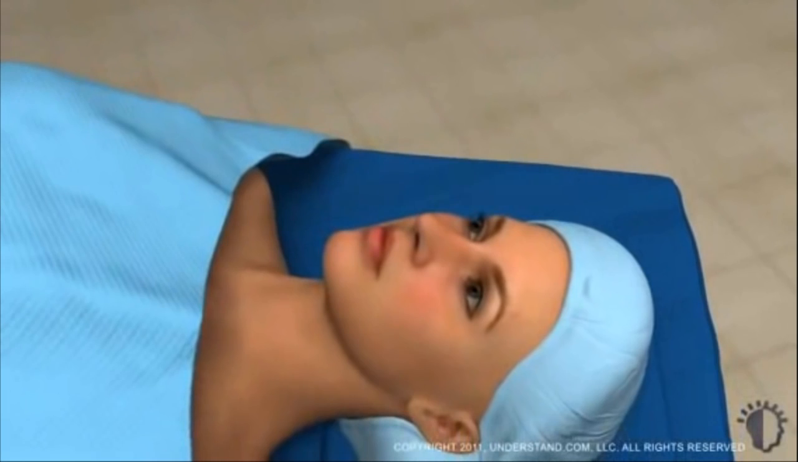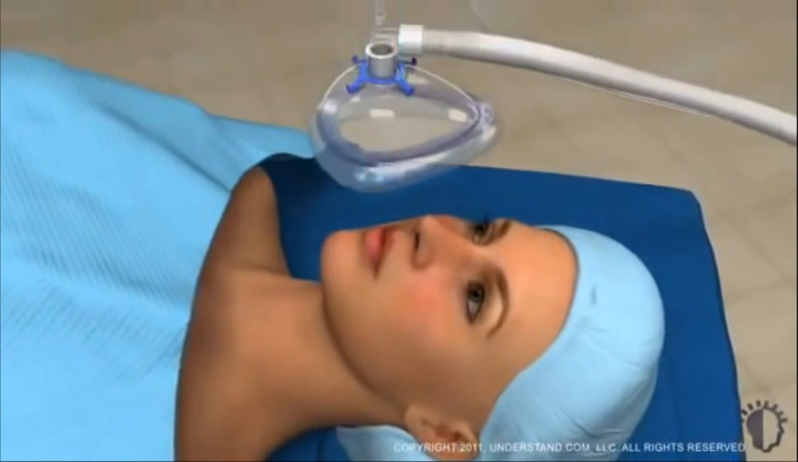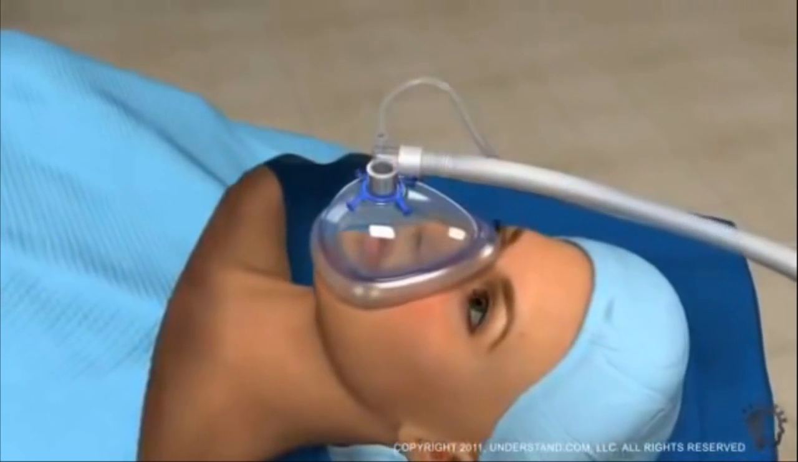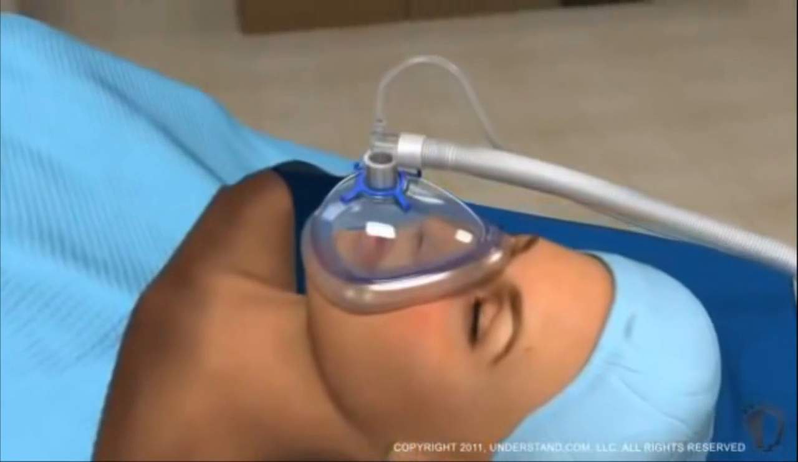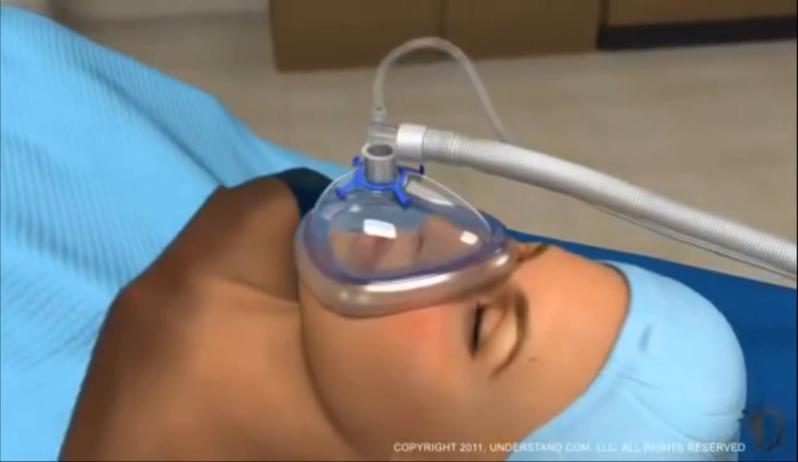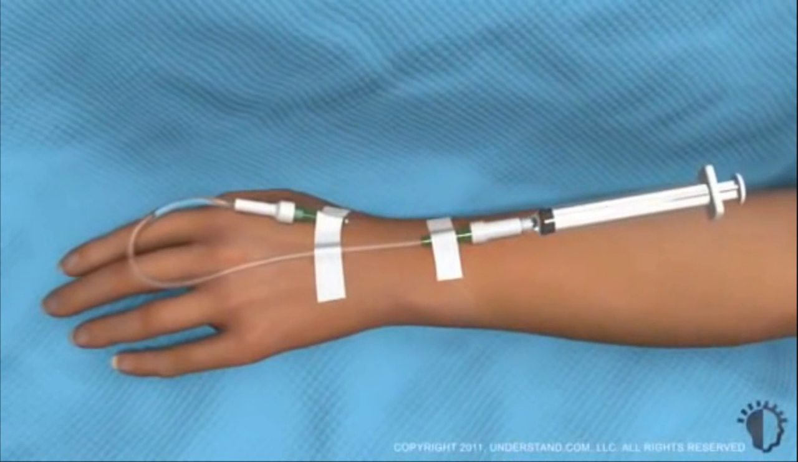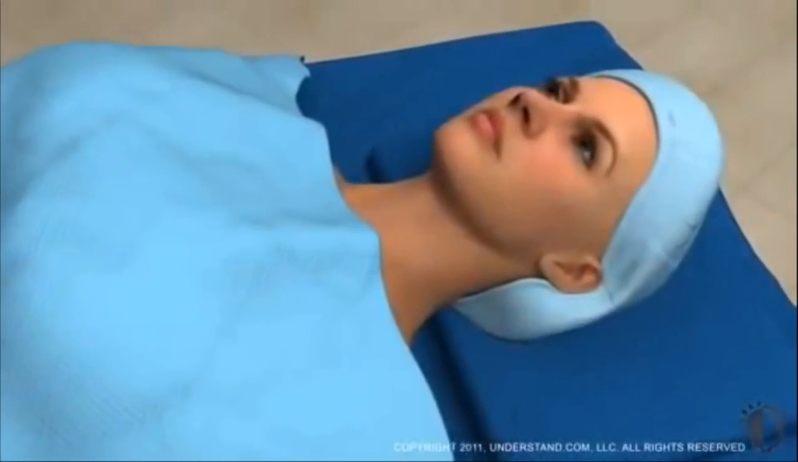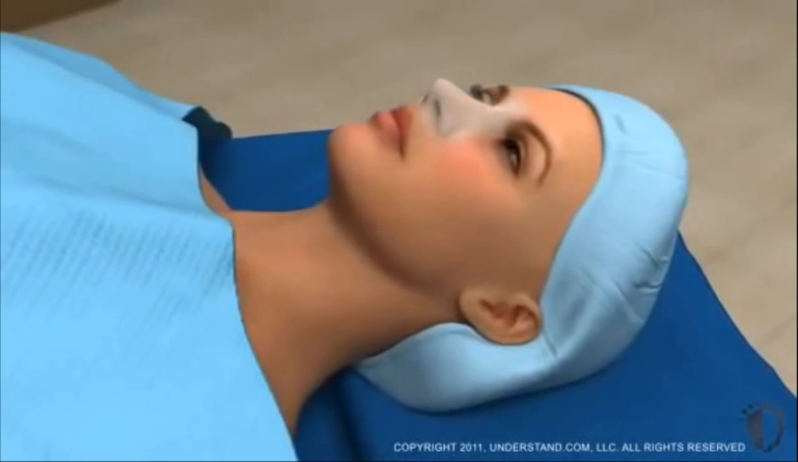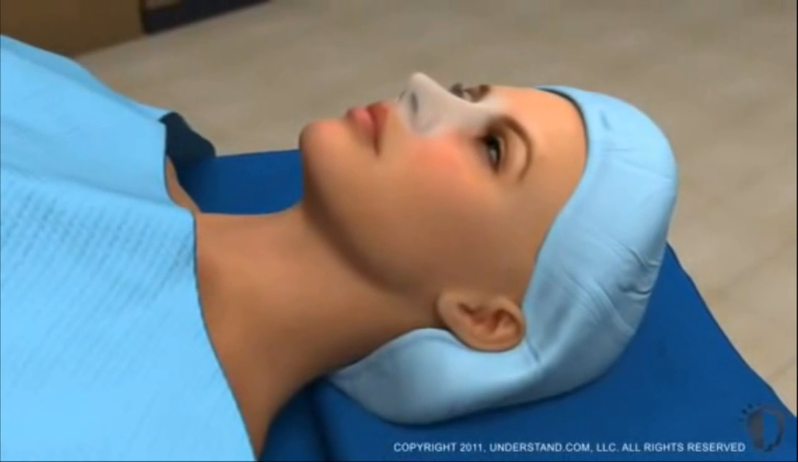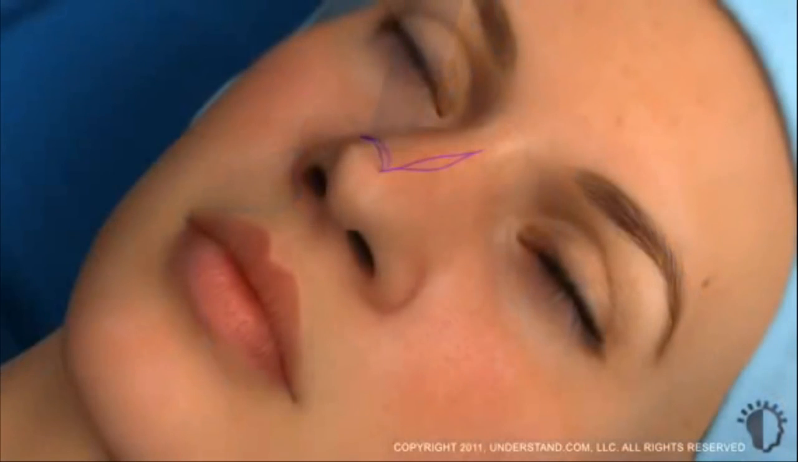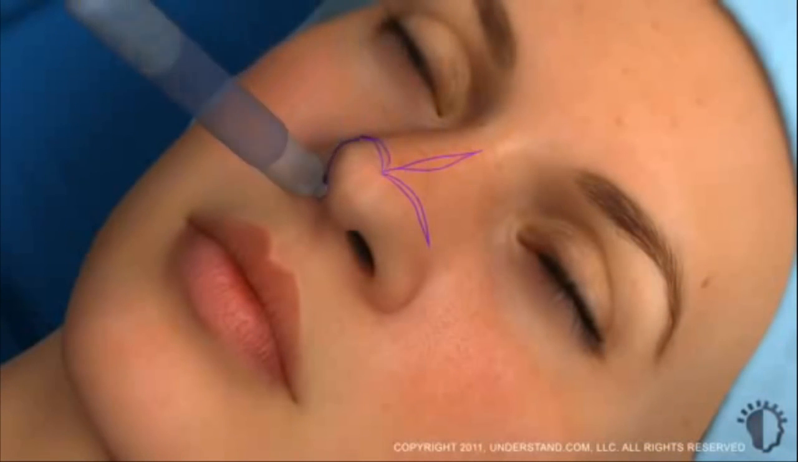Rhinoplasty surgery may be performed under general anesthesia, which causes you to sleep during the procedure. Alternatively, you may be given local anesthesia with sedation, in which the nose and surrounding areas are numb and you are relaxed, but may not be asleep. Prior to making incisions, the physician may draw small guidelines on or around your nose.